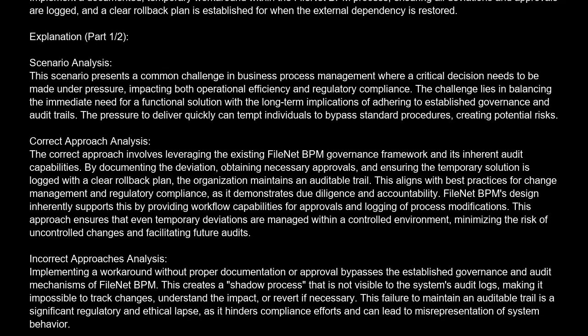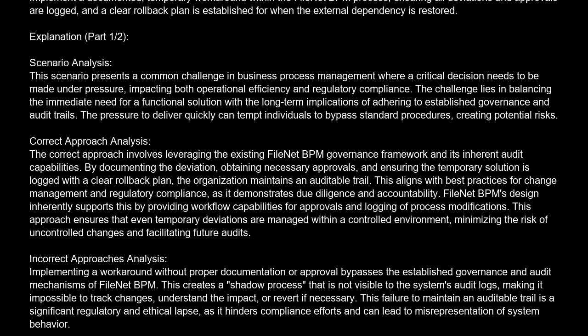Correct answer is C. Implement a documented, temporary workaround within the FileNet BPM process, ensuring all deviations and approvals are logged, and a clear rollback plan is established for when the external dependency is restored. Explanation. Scenario analysis. This scenario presents a common challenge in business process management, where a critical decision needs to be made under pressure, impacting both operational efficiency and regulatory compliance. The challenge lies in balancing the immediate need for a functional solution with the long-term implications of adhering to established governance and audit trails. The pressure to deliver quickly can tempt individuals to bypass standard procedures, creating potential risks.